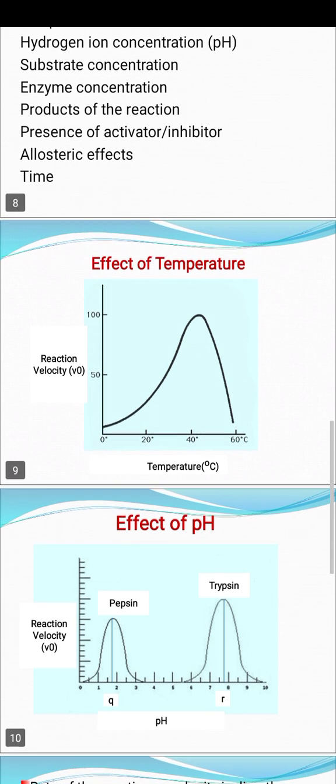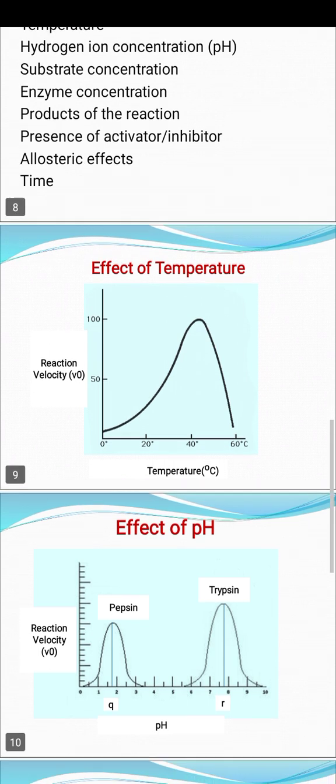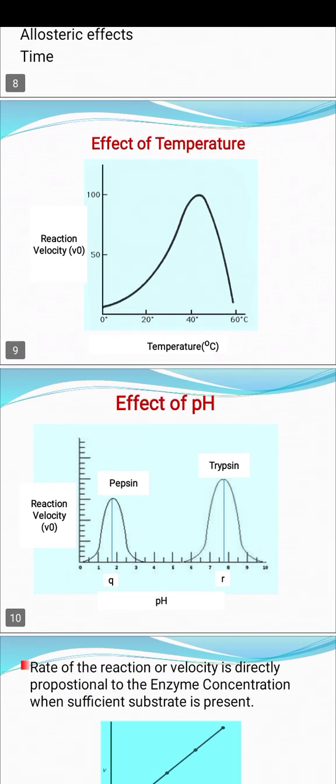Cold temperature also has an effect on enzyme activity. If the cold temperature is maintained, it slows down the enzyme activity and decreases the molecular motion of the enzyme. Next is the effect of pH.